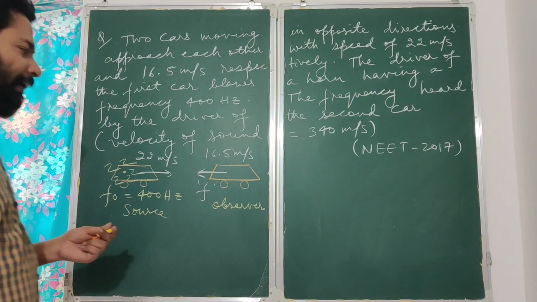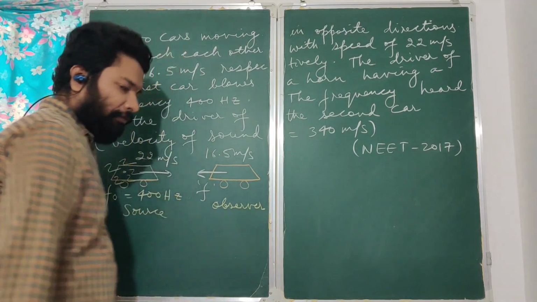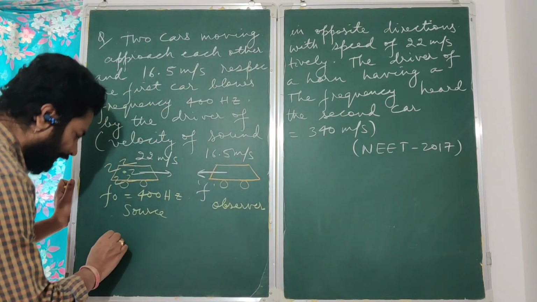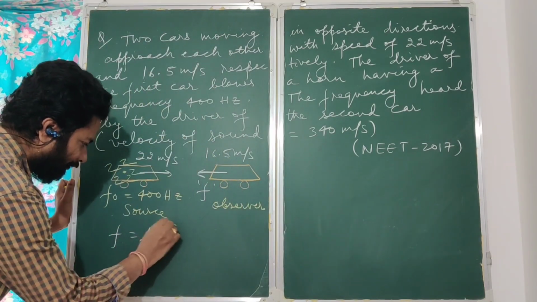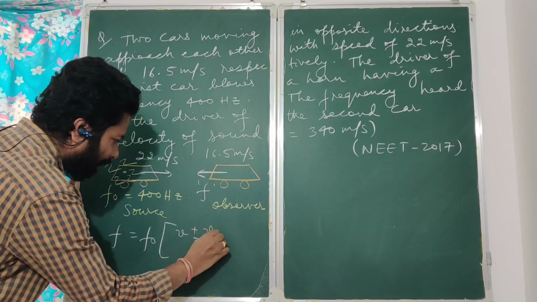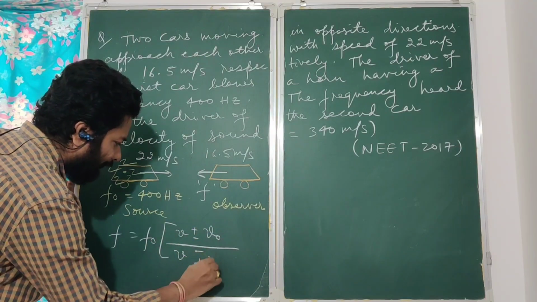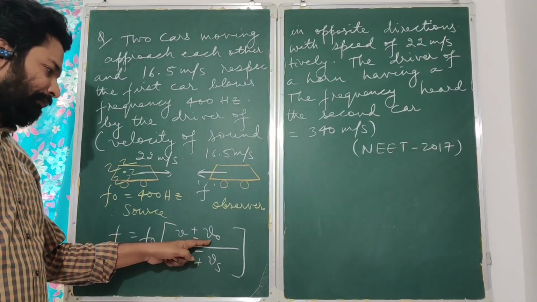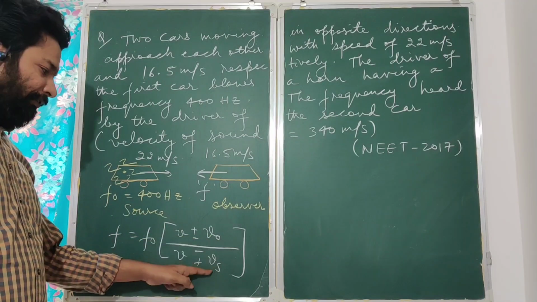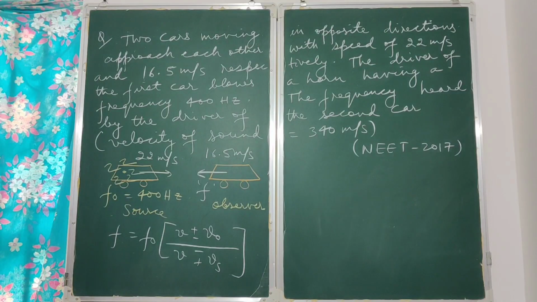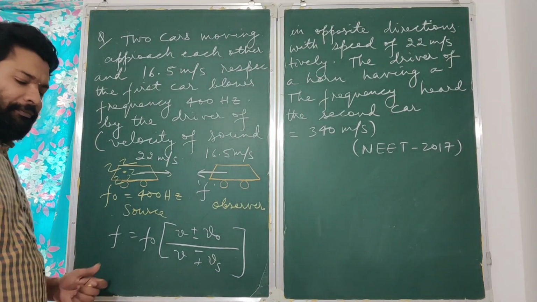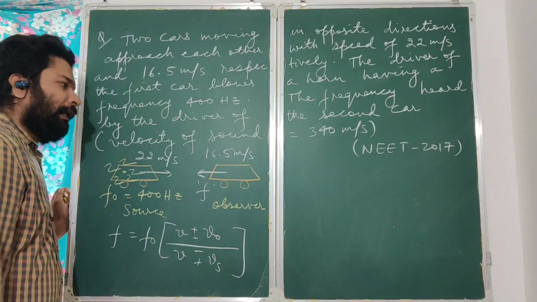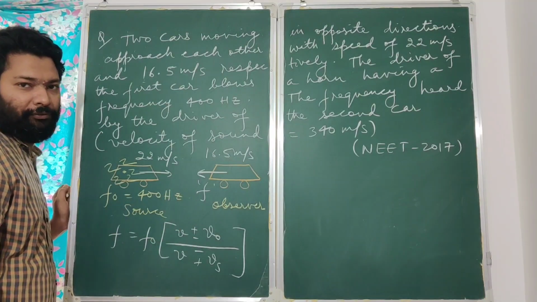Now we can make use of the formula for Doppler effect. What is that formula? F is equal to F0 times V plus minus V0 divided by V minus plus Vs, where V0 is the velocity of the observer, Vs is the velocity of the source. Now sometimes we get confused which sign to choose. So I'll tell you a very simple way to do this.